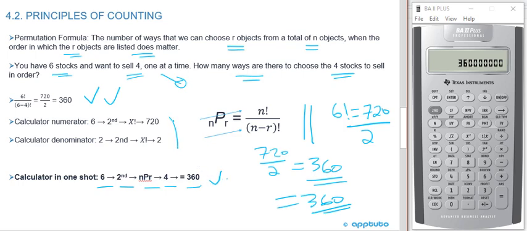You can do it the long way using the x factorial key, which is very easy. 6 factorial, 720. 6 minus 4, 2. 2 factorial, 2. 720 divided by 2, 360. Or you could do 6, second, nPr, 4, equals 360. The key thing is to just be able to identify whether the order that things are listed matters or does not matter, okay?